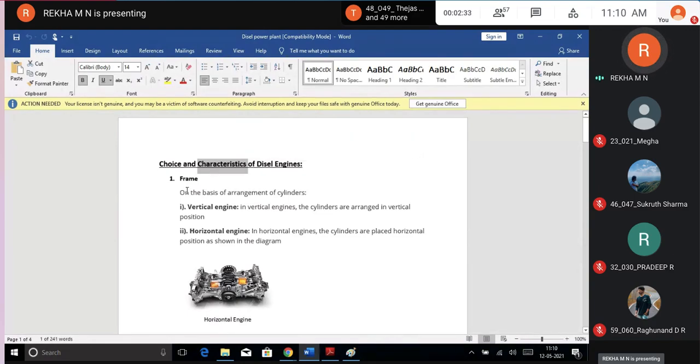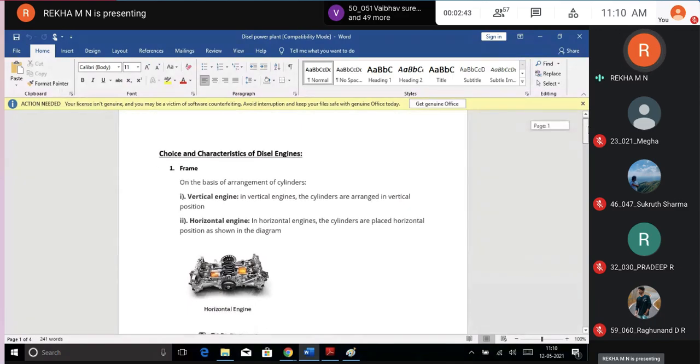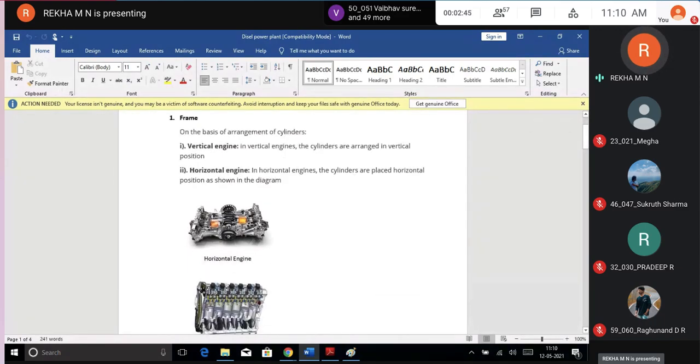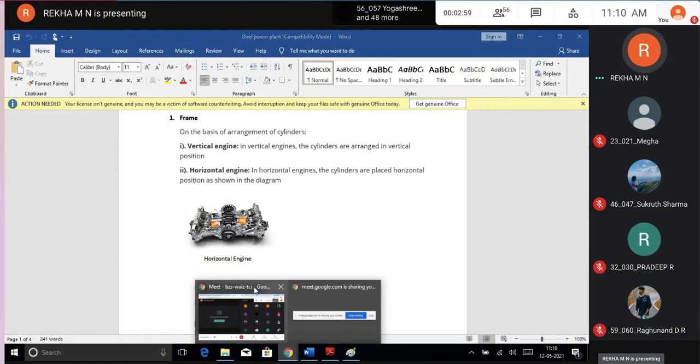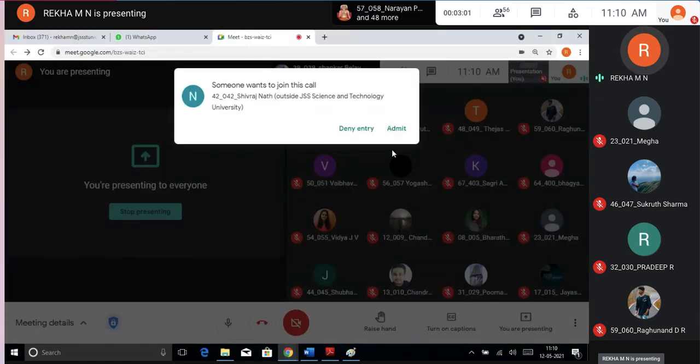Now, to start with, students, the frame is very important. The frame of the diesel engine is very important. I wanted you to understand better, so I took the pictures from the internet and mentioned them here. The frame can be horizontal or vertical. How the frame is, that way your capacity will also vary.